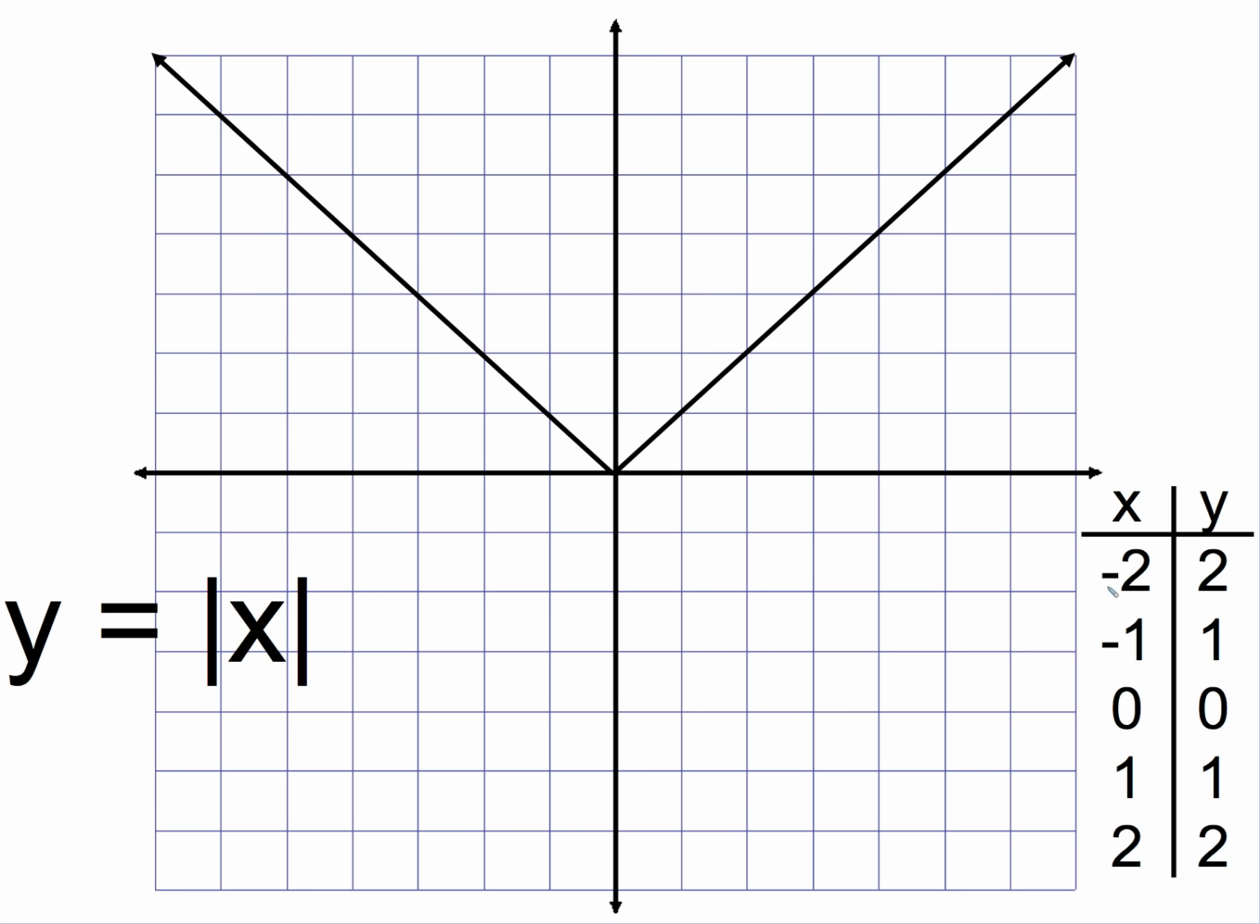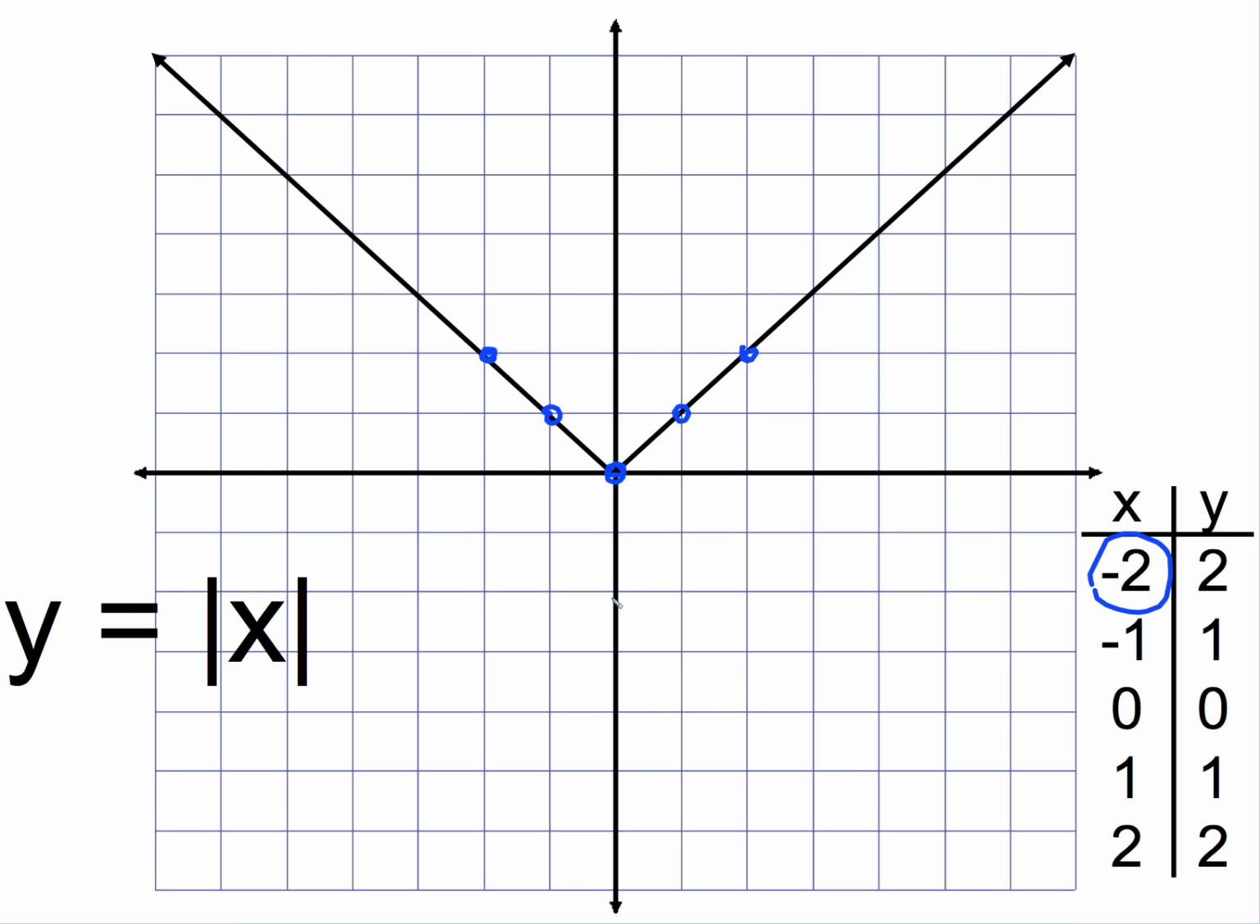here's your ordered pairs. If you plug in -2 for x, the absolute value of -2 would be 2. The absolute value of -1 would be 1. You can figure out the rest of those. So then if we graph it, -2, 2 would be here, -1, 1, 0, 0, 1, 1, and 2, 2. Okay, so that would make that graph.